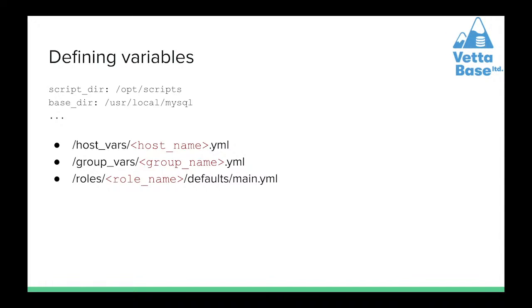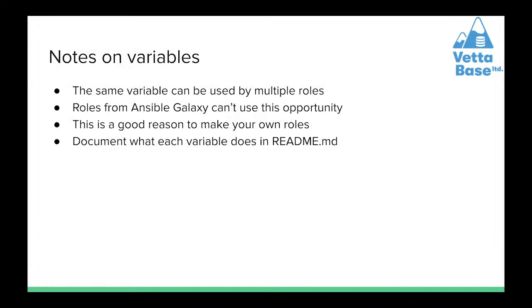These locations are read for each individual host in this order. So if a certain variable is found in host_vars, it will be used. If it's not found, it will be searched in group_vars, and so on. Some notes on variables. I think it's very important to say that the same variable can be used by multiple roles. As I showed before, a variable is not necessarily defined in a role. It can be defined for each group or even host.